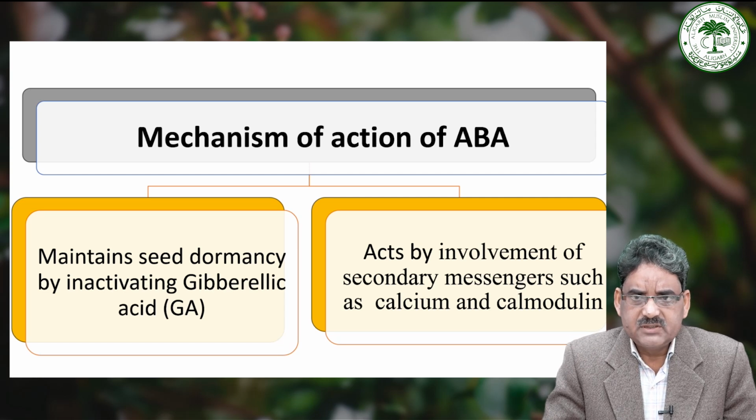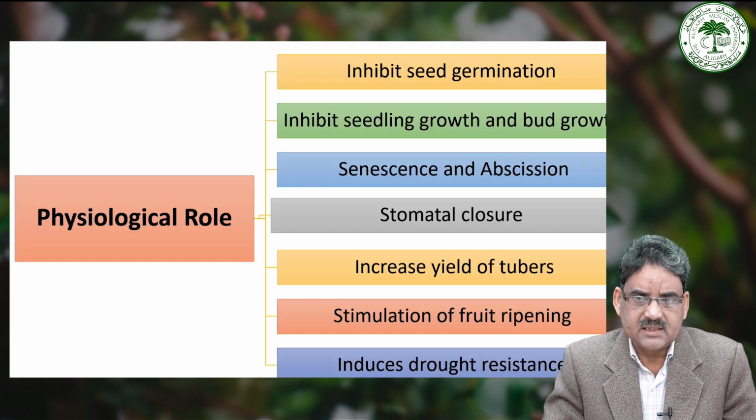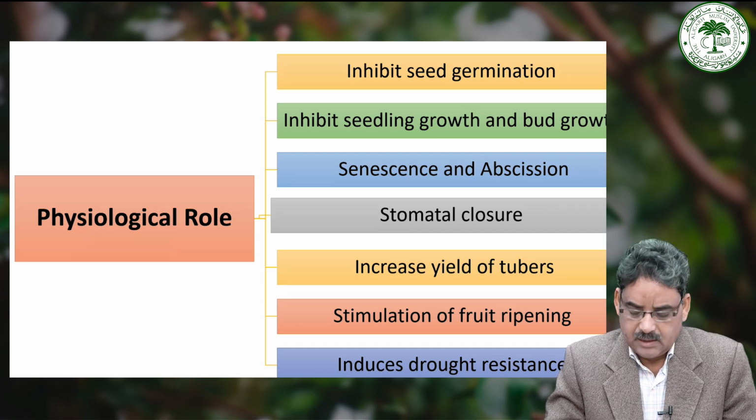The physiological role includes the inhibition of seed germination, inhibition of seedling growth and bud growth, and helping in senescence and abscission. ABA also increases the yield of tubers and stimulates fruit ripening. ABA is called a stress hormone as it increases stress tolerance in plants.